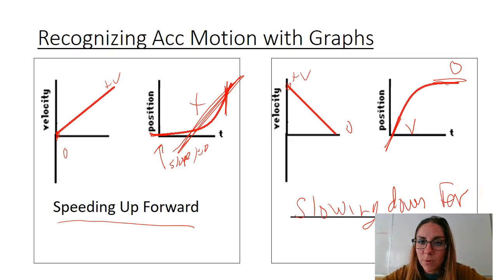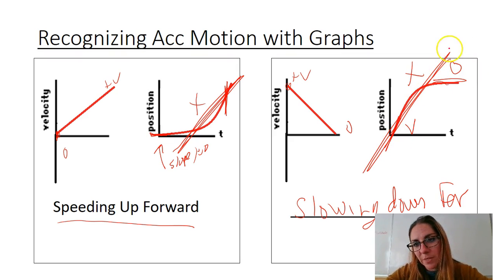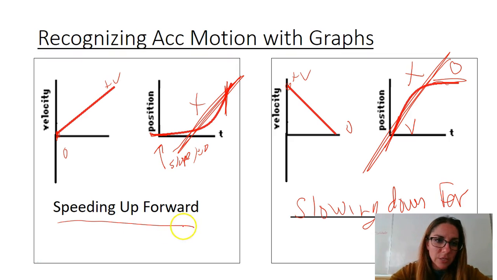Notice that the forward motion, even though we're slowing down, the slope clearly changes, but the average slope is positive, which makes that a forward motion. Speeding up forward, slowing down forward. They both have the commonality of this positive slope, which represents the motion of forward.